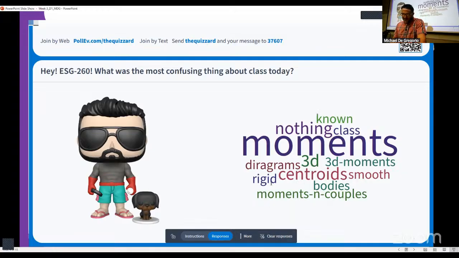All right. Diagrams. Okay, rigid bodies. I'm not resonating with a bunch of this stuff. Is there anything that I missed on moments or anything else that's on here that really needs to be addressed absolutely right now before we move on?